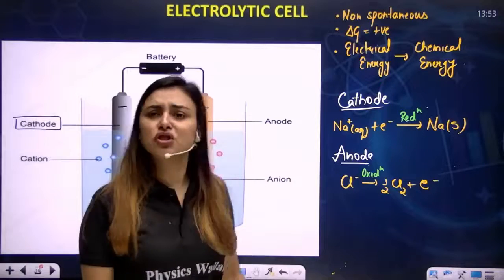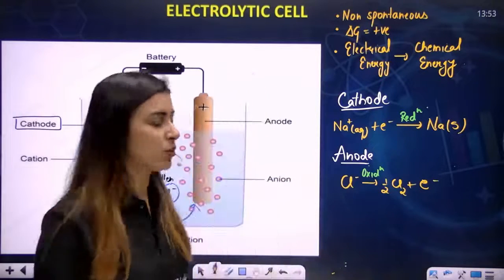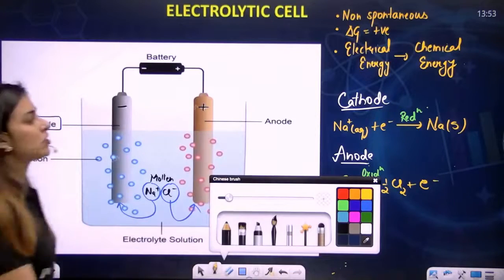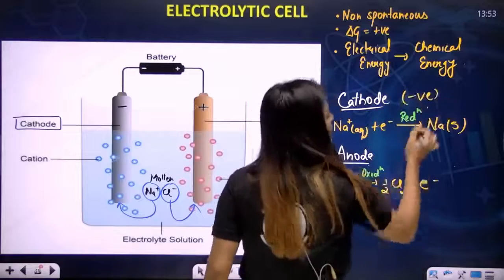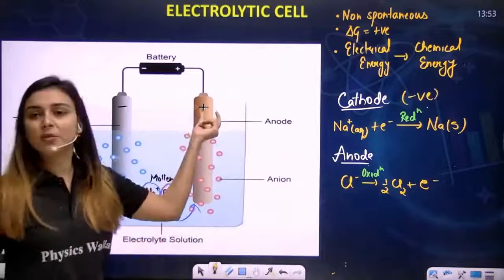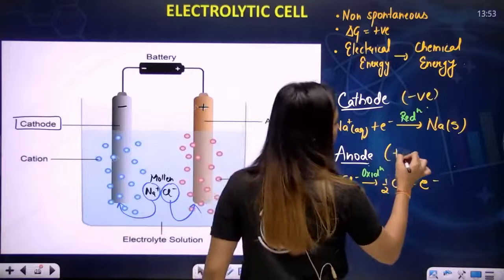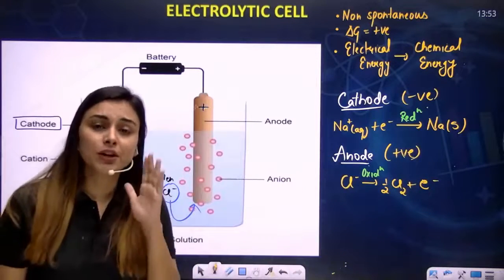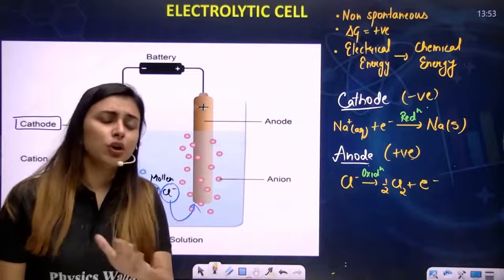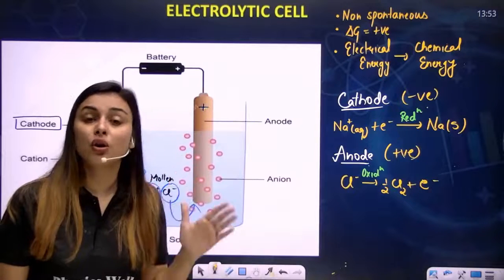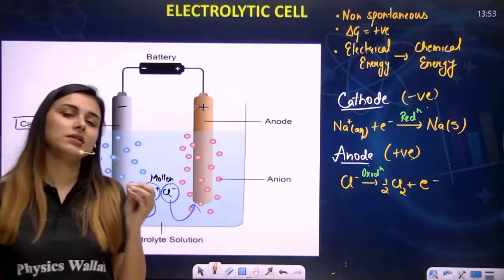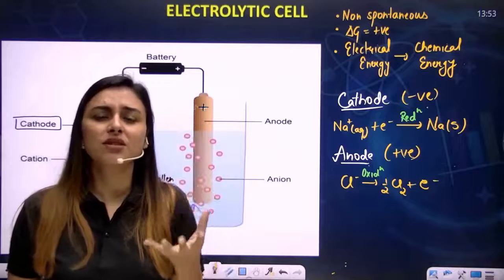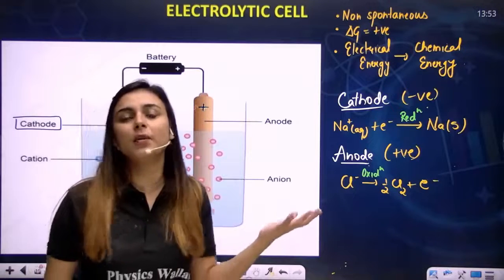Now you can see the charges as well. Your cathode is negatively charged. Your anode is positively charged. Just see, my dear students, did you need to memorize anything? No, you found out everything on your own. You just need to understand the concept and you can see which is cathode, which is anode, which is positively charged, which is negatively charged. You don't need to memorize anything, right?